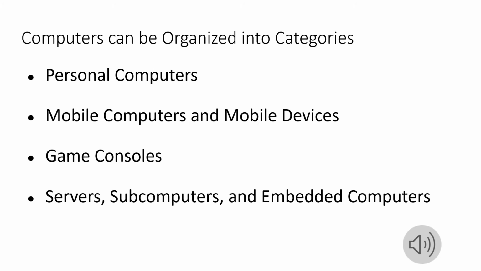Computers can be organized into categories, which are personal computers, mobile devices, game consoles, servers, supercomputers, and embedded computers. Each category will be discussed in detail in the coming slides.